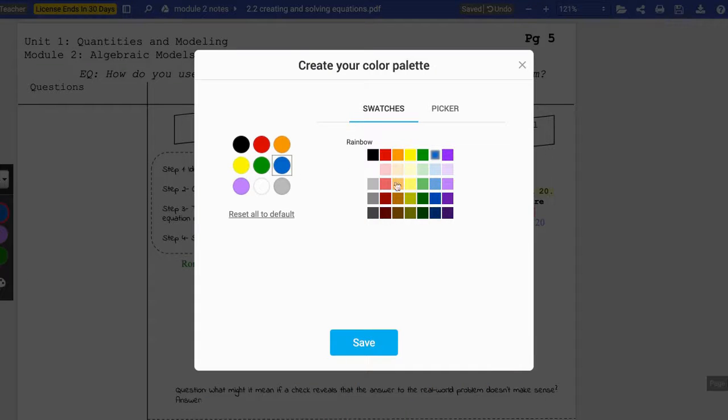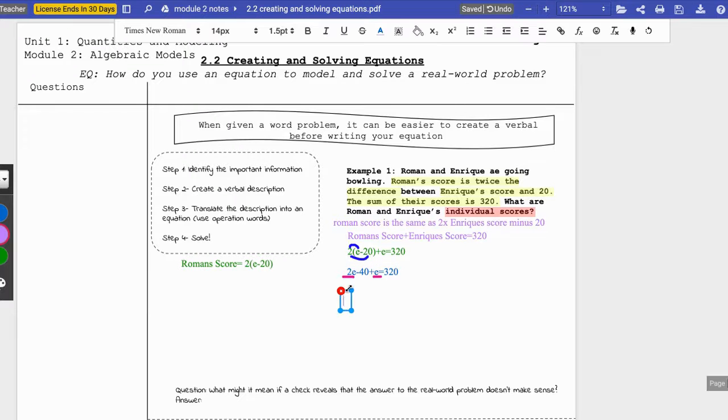I want that pink color. I don't like that color. What the heck do we got? Well, it's purple.